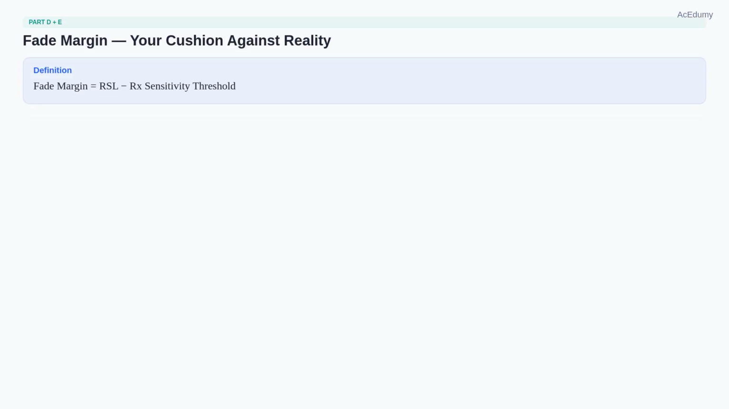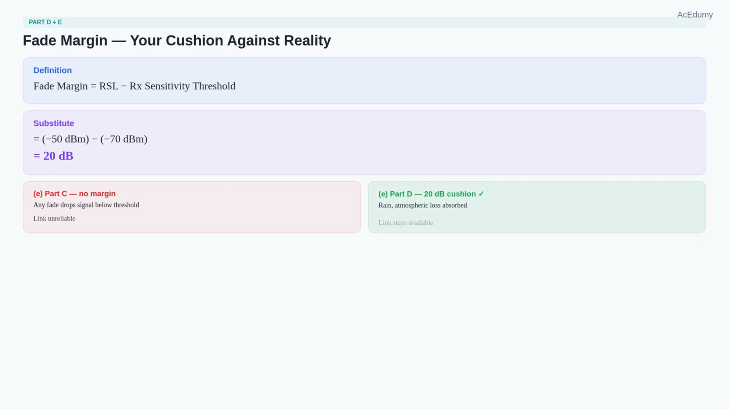Part D. Compute the fade margin. Fade margin is simply how much extra signal you have above the receiver's minimum sensitivity. It equals RSL minus the sensitivity threshold. The receiver sensitivity threshold is given as negative 70 decibel milliwatt, so fade margin equals negative 50 minus negative 70 equals 20 decibels. This 20 decibels is your cushion against rain, atmospheric absorption, and other fading effects.